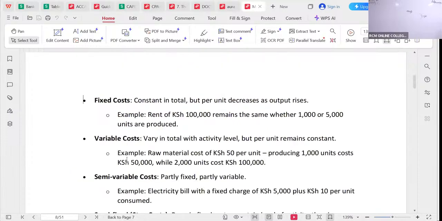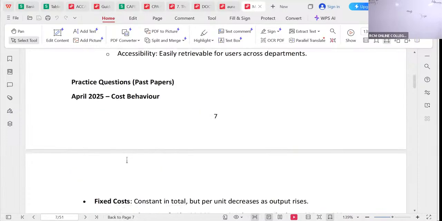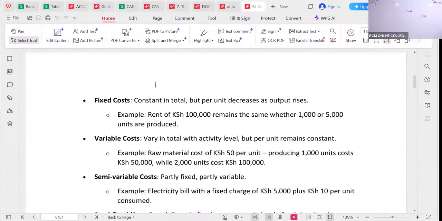Now we can go, ladies and gentlemen, to past paper questions. We start with April 2025, where they asked us about cost behavior. Do you have the question? This guy should have put the question for me here. Do you have the question itself, like a past paper? Seems they don't have.